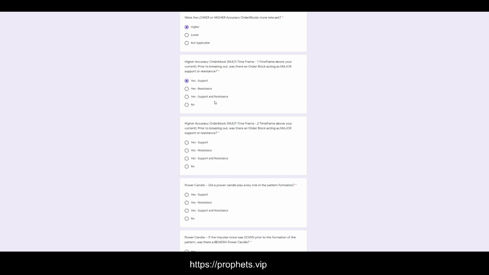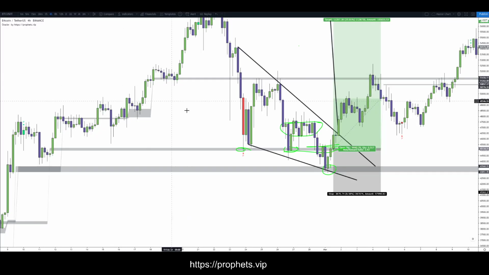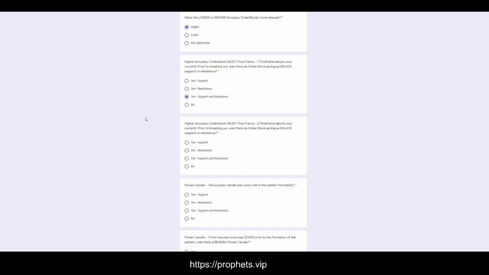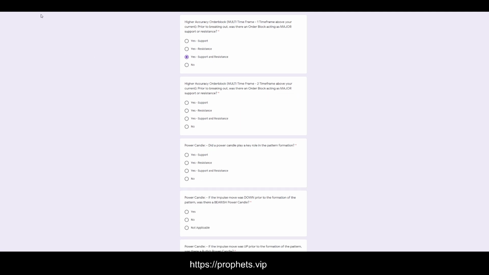That was support, all right? It could be support and resistance even. No, there's resistance here. Got above finally, launched out. Resistance here. Yeah, both. Yeah, one time frame above. Yeah. Two time frames above.